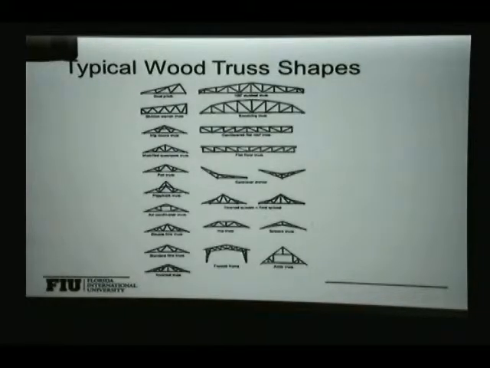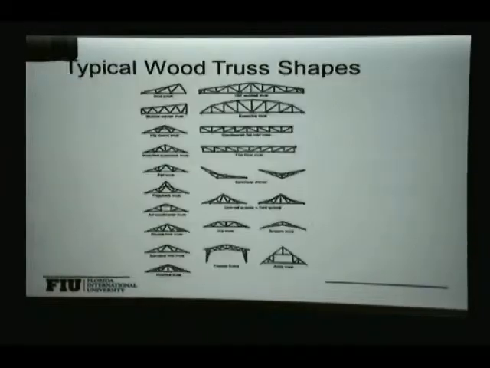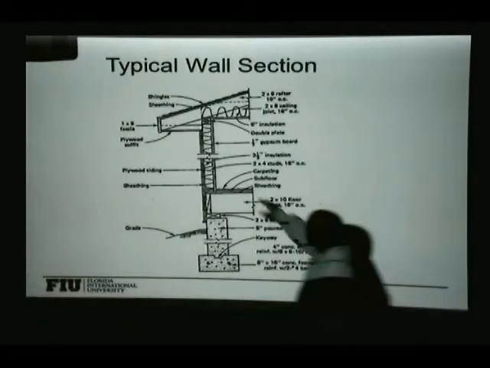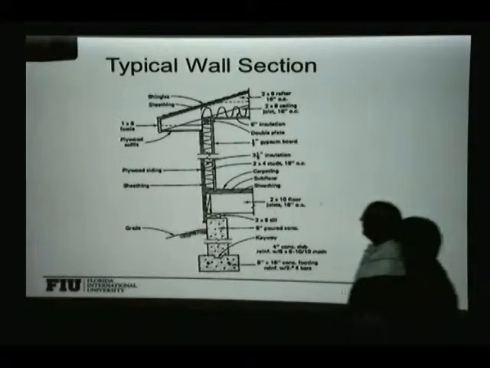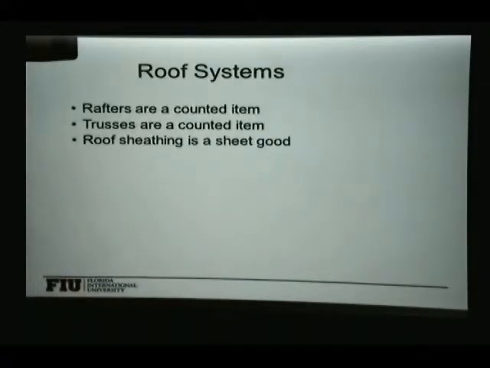Here, very similar to the metal structures, we have wood structures that have pretty much the same type of shape and uses. So it's just a matter of getting the cost of those items. Soffit is a sheet good. The soffit is the one that goes over here to cover the exterior of those sections that go beyond the wall.